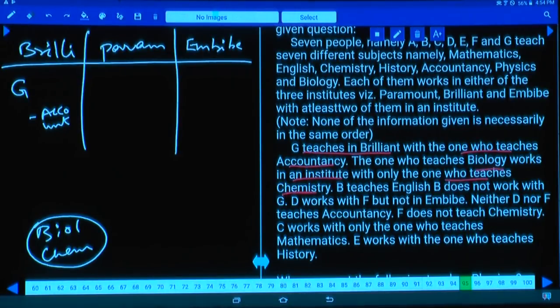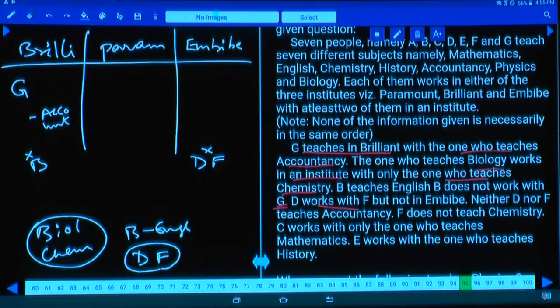B teaches English. B does not work with G. As B does not work with G, B cannot be here. Hence, B teaches English and B does not work with G. D works with F, but not in IBPS. D and F are together, but not in IBPS.